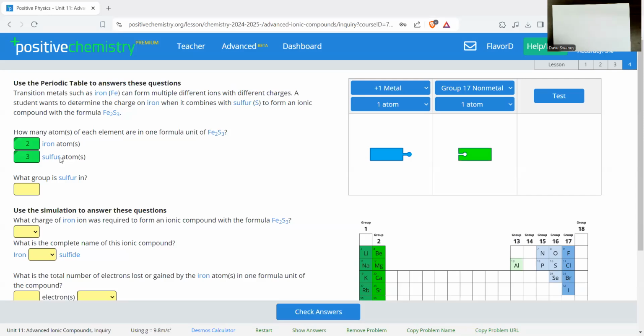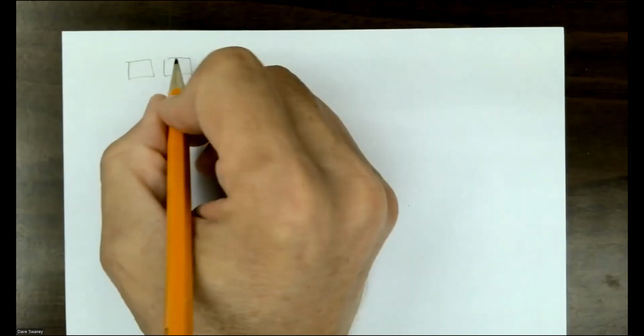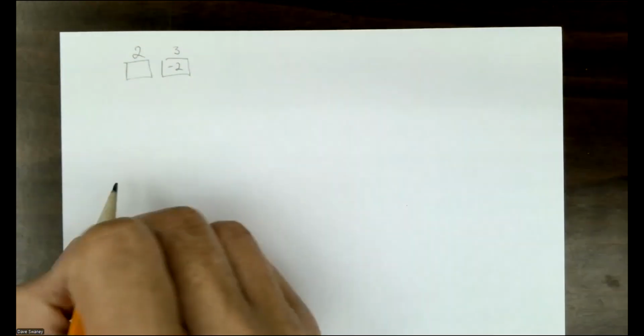Sulfur is in the -2 column. So this is a group 16 nonmetal. And look, we have 2 indents here, and it is a -2. Now, it took 2 irons to counteract 3 sulfurs. So what we've got here is a something and a -2. Now, it took 3 of these to balance out that and 2 of those.